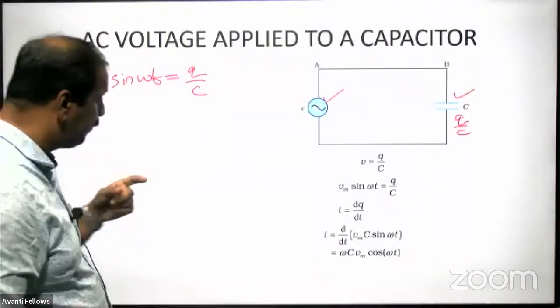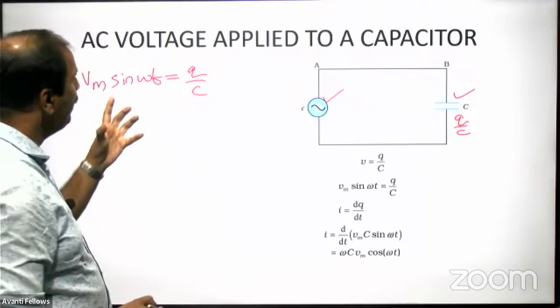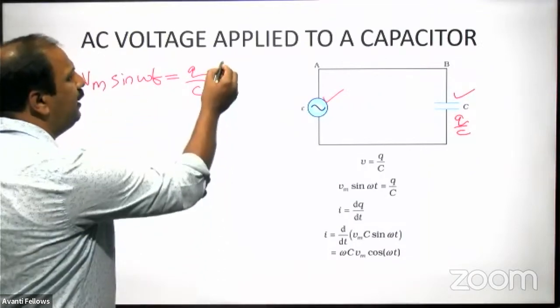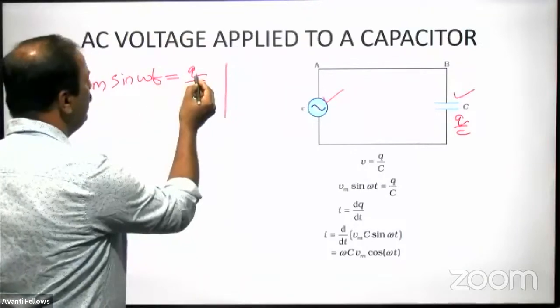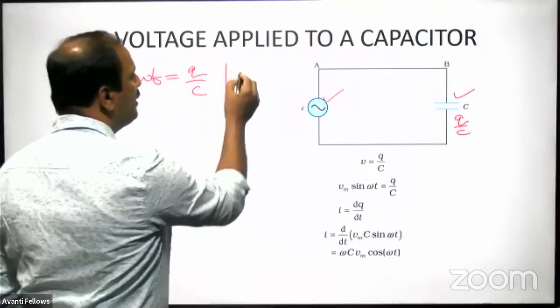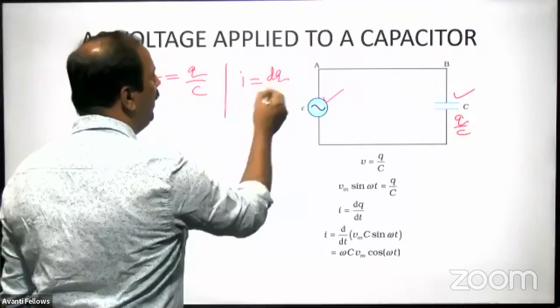Now see here, we have to calculate the current from this. So how can we get current from this? What is the relation between this charge and current? That is I is equal to dq by dt.